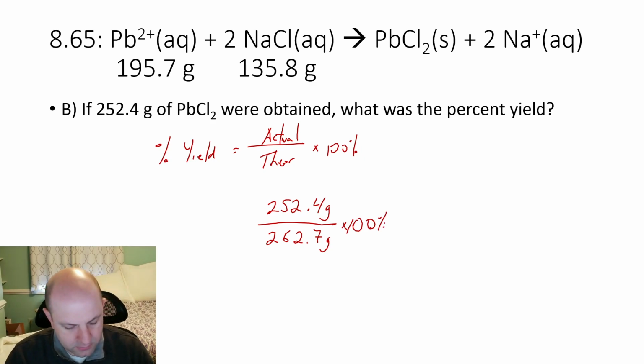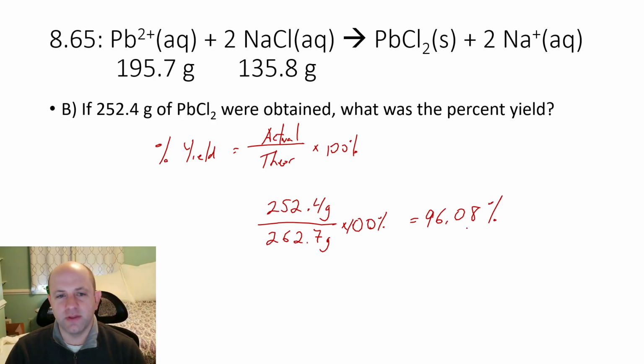So 252.4 divided by 262.7. Then times 100%, we get, what would that be? 96.08%. 4 sig figs. And so that would be our answer there.